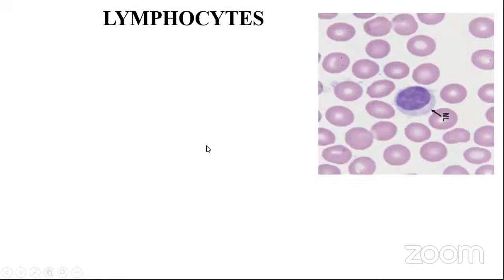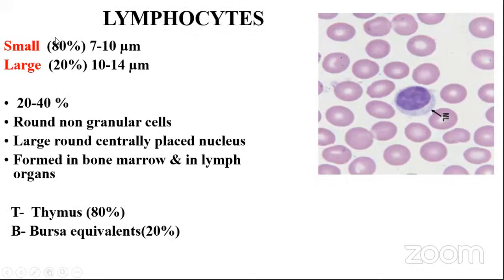Coming to the lymphocytes, you have small lymphocytes and large lymphocytes. The small lymphocytes are 80% in circulation, 7 to 10 micrometers. And large is 10 to 14 micrometers, same as your neutrophil size. It is 20%. So the differential count is 20 to 40% lymphocytes. They are round, non-granular. There are no granules. They are called agranulocytes. Large, round, centrally placed nucleus.